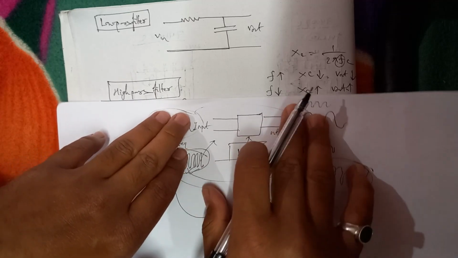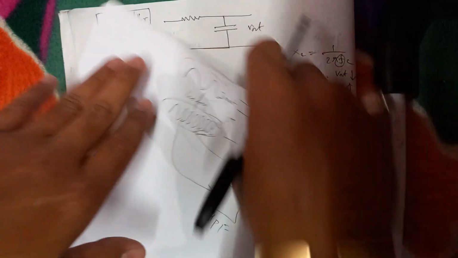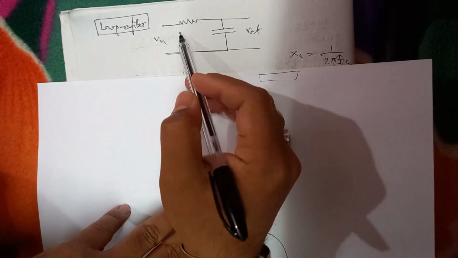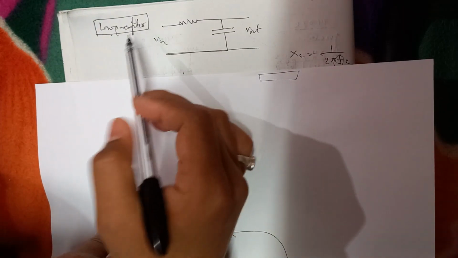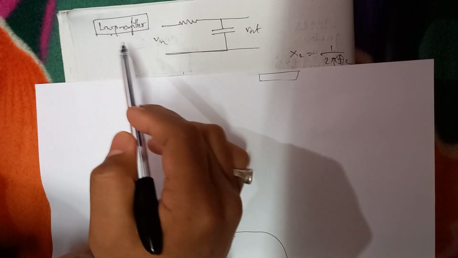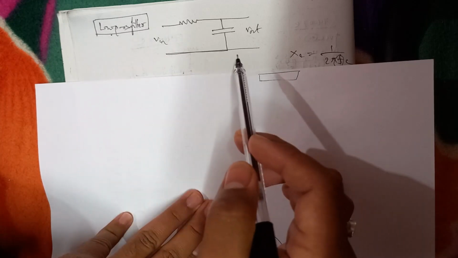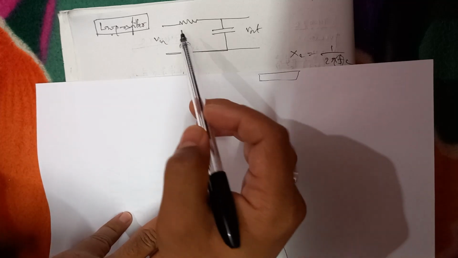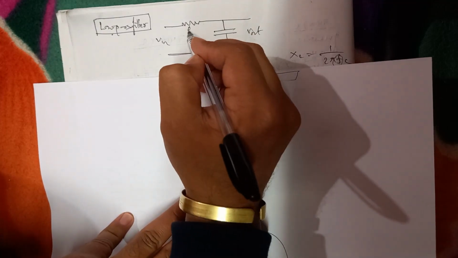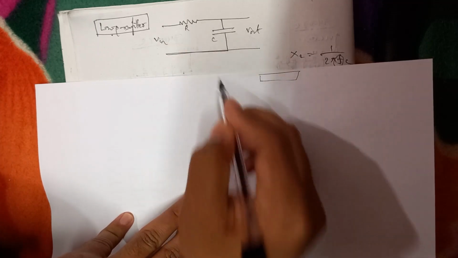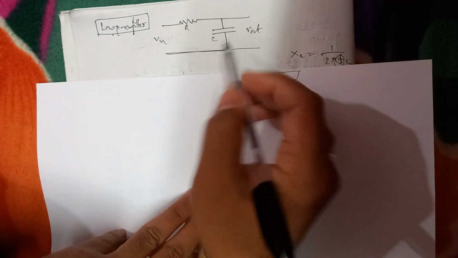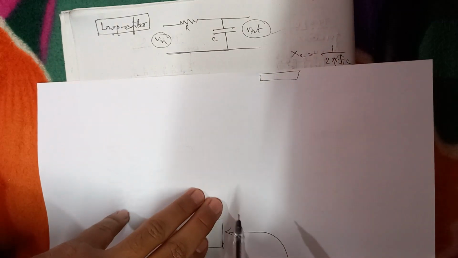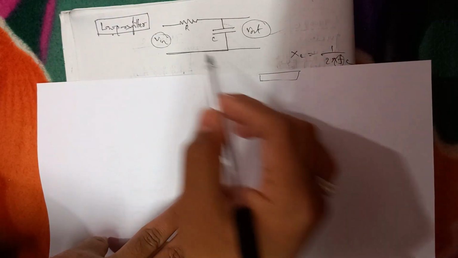Now let us see the high pass filter, and after that we'll see the low pass filter. A low pass filter allows the low frequency to pass and blocks the higher frequency, and we'll see how that is possible. It is connected with a resistor and capacitor like this; from here we give an input voltage, and from here we get an output voltage. We know the nature of a capacitor.